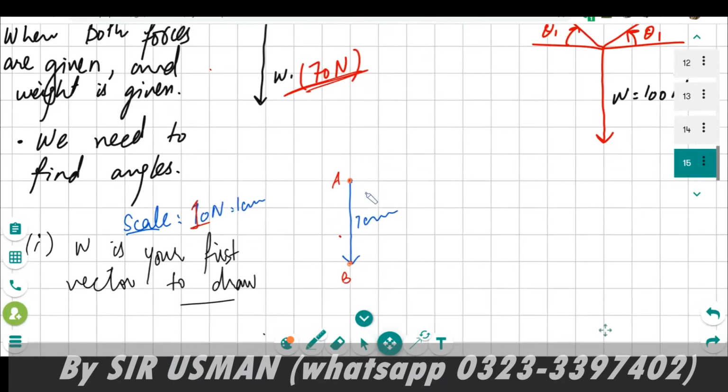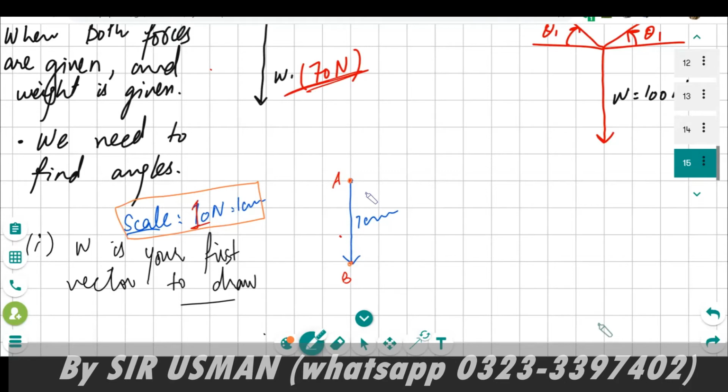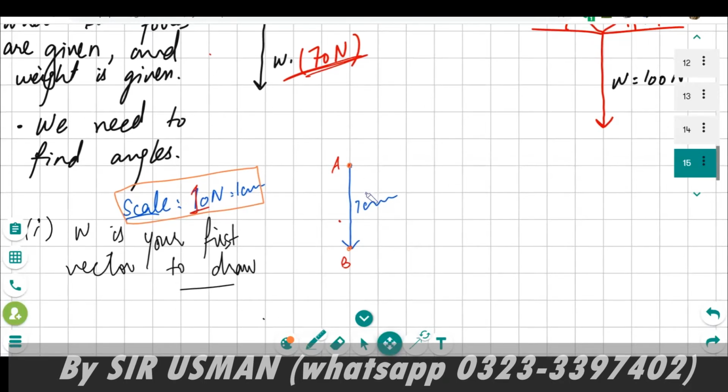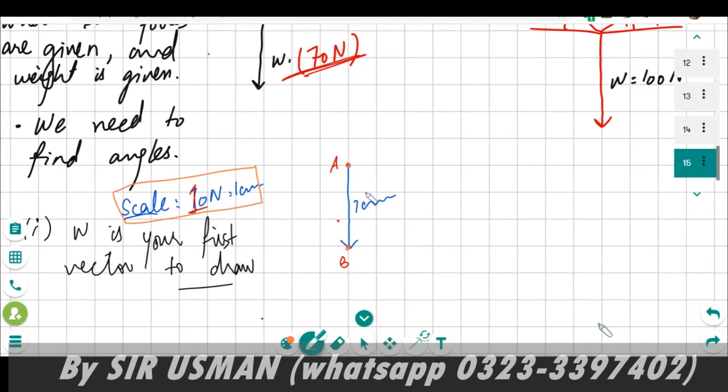So how do we do it? First of all, we are going to take a scale. We have taken a scale. This is your scale, 10 Newton, let's say. It can be anything. It should be appropriate, like you can draw it on a paper. Then we are going to take W as your first vector. So 7 centimeter is your force, the weight, in the downward direction.